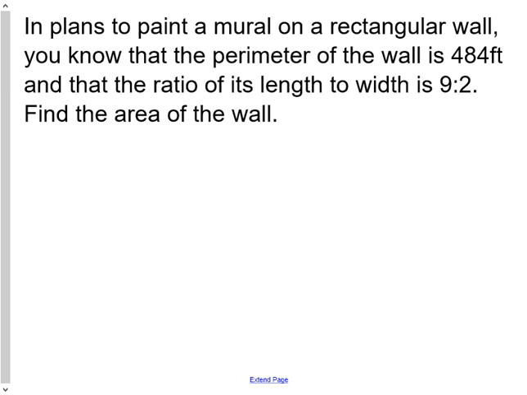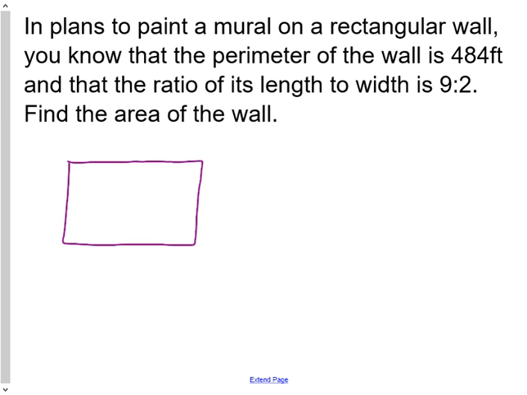Word problem. In plans to paint a mural on a rectangular wall, you know that the perimeter of the wall is 484 feet. You also know the ratio of its length to width is 9 to 2. Find the area of the wall. So generally, whenever I see a word problem, I try to draw out what I can. I'm not going to draw a mural, but just giving a picture so I know I can use this.